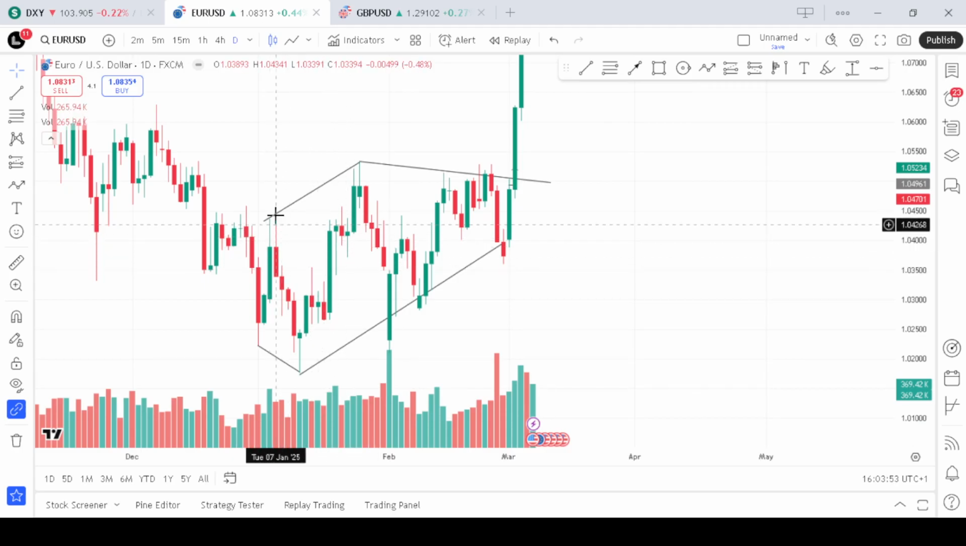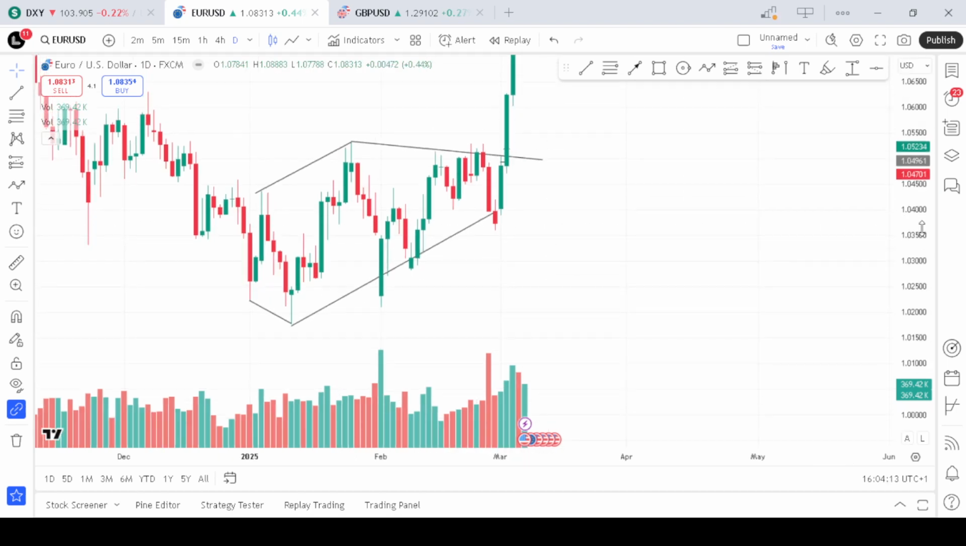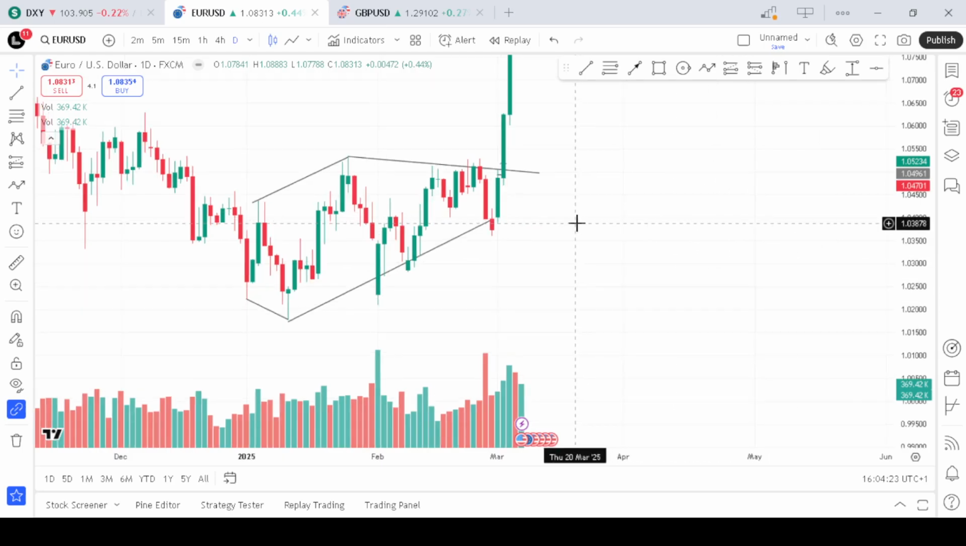These are the two resistance and two support lines. The broadening phase is the two resistance, while the contracting phase is the two support. By recognizing these key elements of the diamond bottom formation, you can better prepare yourself for potential trading opportunities as they arise in the market. So let's see how we can trade using this diamond bottom formation.